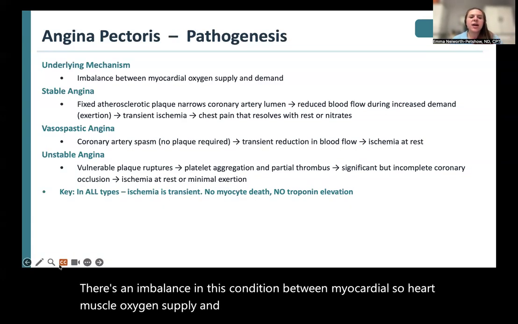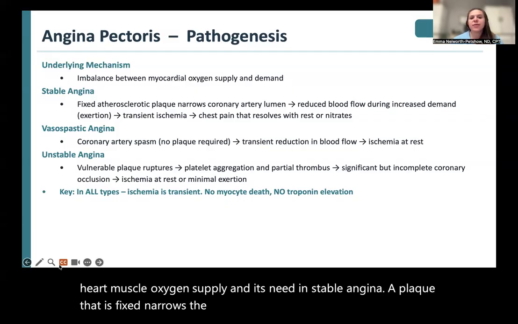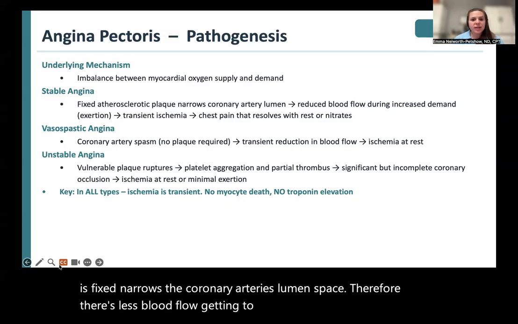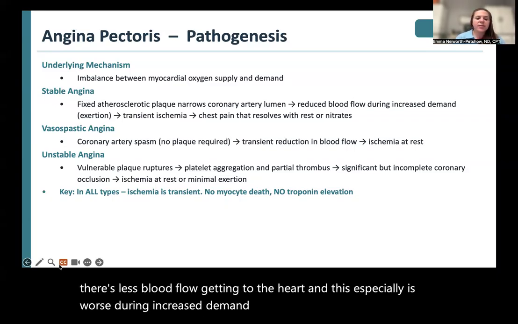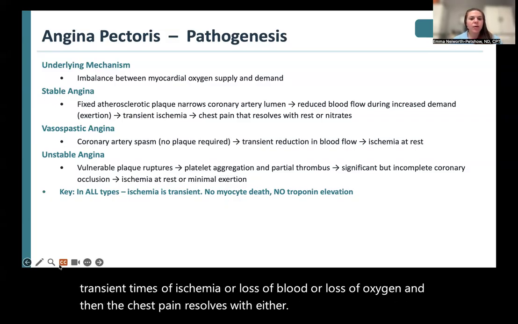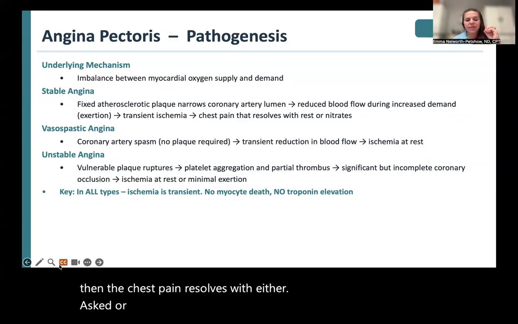In stable angina, a plaque that is fixed narrows the coronary artery's lumen space. Therefore, there's less blood flow getting to the heart. And this especially is worse during increased demand, like exertion. Therefore, you see transient times of ischemia, or loss of blood or loss of oxygen, and then the chest pain resolves with either rest or with nitrates, which makes the blood vessel vasodilate.